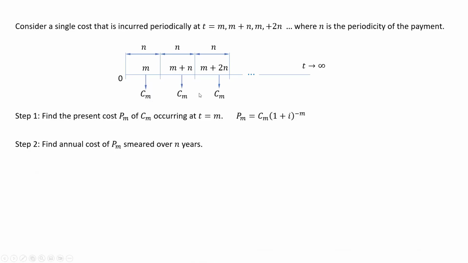And then we take this C sub m occurring at m plus n, find its present cost at t equals n, right? The process is exactly the same as what we did from m to 0. Here we go from m plus n to n. Do what? Take this C sub m and figure out its present value at t equals n, and then smear it out over the same n periods.